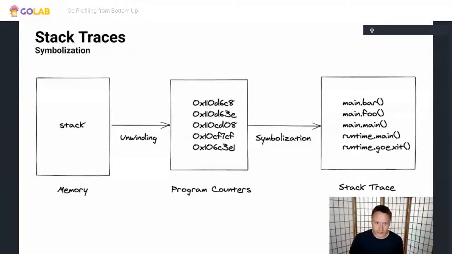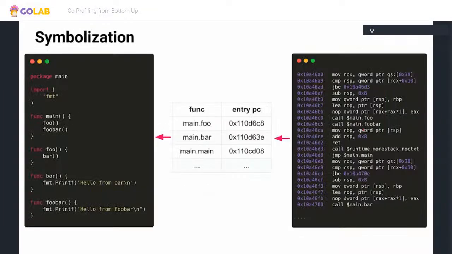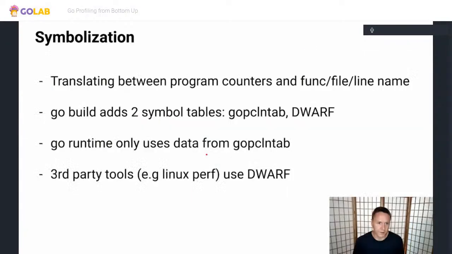So now quickly, symbolization, that's much simpler. We basically just take program counters and convert them into human readable symbols. So if you have the assembly on the right side here, you take each of these program counters and you essentially have a table mapping them to human readable names like function names, file names, line numbers, etc. And that's symbolization. Go build adds two symbol tables, Go PC LineTab and DWARF again.